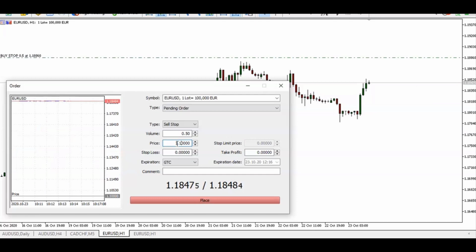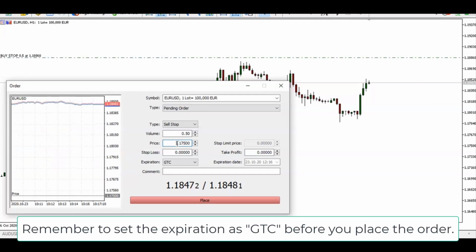Let's move it to a different level just to make it a bit clearer there. And all you need to do there is then also go to cancel, hit place.